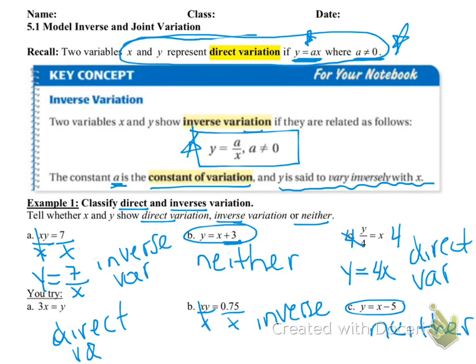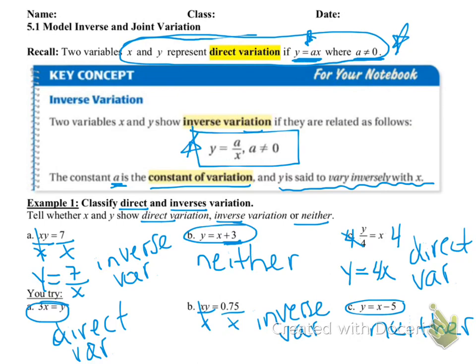So, as you can see in A, y is already alone, and you just have 3 times x on the other side, so it's direct variation. In B, we have to divide both sides by x, so y equals 0.75 divided by x, therefore it's inverse variation. In C, we have x, but then we have a minus 5. Nothing has addition or subtraction, so that one's neither.